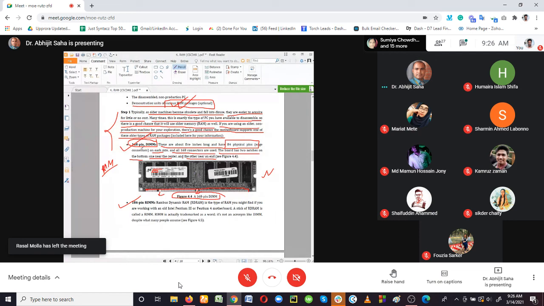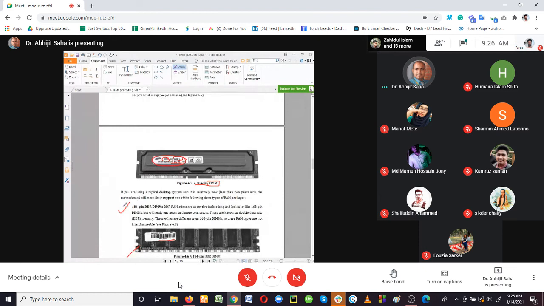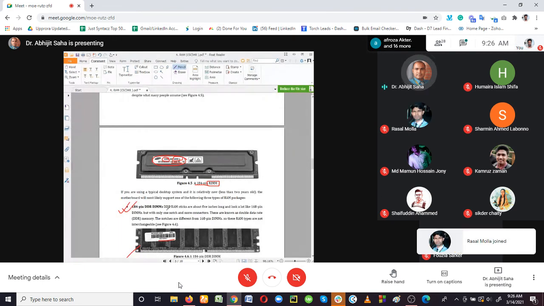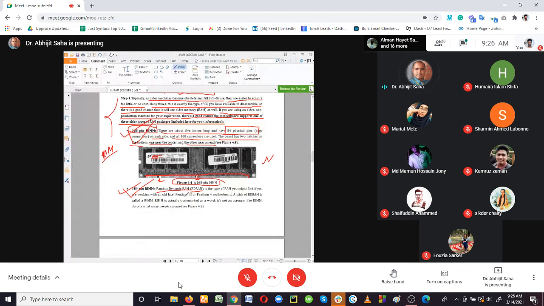So you can see that day by day the pins are increasing for each of the RAM. And that means the RAM is also upgrading day by day. So it was the Rambus dynamic RAM, RDRAM, okay, the RIM one. It is a type of RAM you might find if you are working with an older Pentium 3 or Pentium 4 motherboard. At that time, with the Pentium 3 or Pentium 4 motherboard, most of the cases the Rambus dynamic RAM was used.